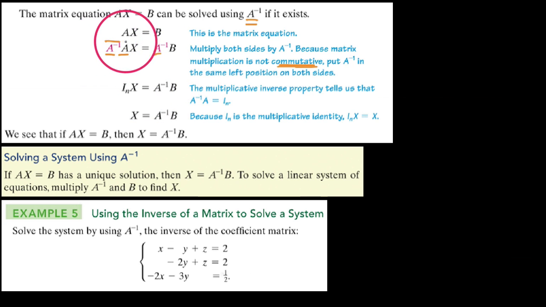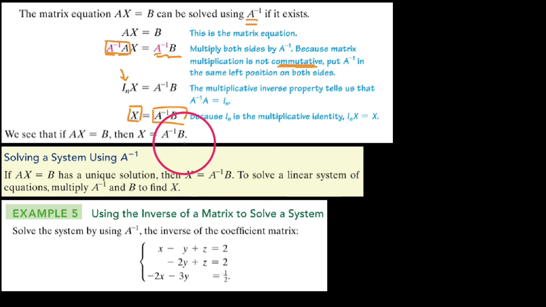The neat thing about this is we know that anything times its inverse gives us the identity. And of course we still say that the identity times x here is equal to A inverse B from the right. But the neat thing about the identity also is anything times the identity is itself. So we really have isolated x here.